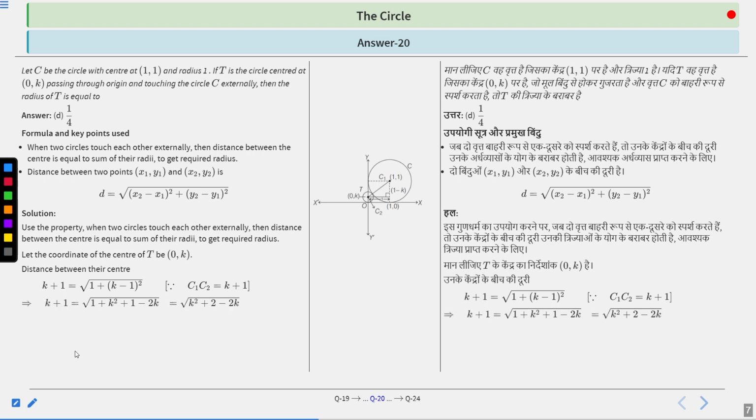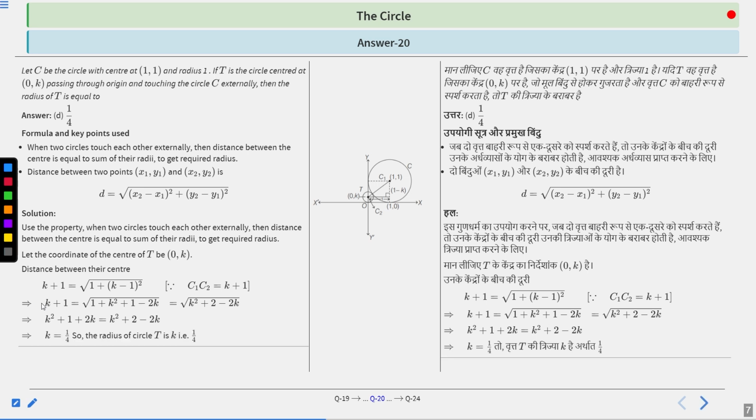Therefore, k plus 1 is equal to root over 1 plus k square plus 1 minus 2k, which is equal to root over k square plus 2 minus 2k. Right? Therefore, after solving this, you will get k square plus 1 plus 2k is equal to k square plus 2 minus 2k, right? Therefore, k is equal to 1 by 4. So the radius of circle T is k, that is 1 by 4. Clear?